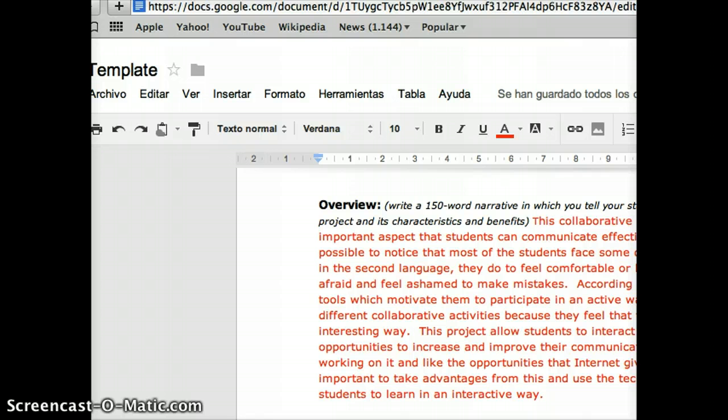For this reason, it's important to take advantage of this and use the technology as an instrument to motivate students to learn in an interactive way.